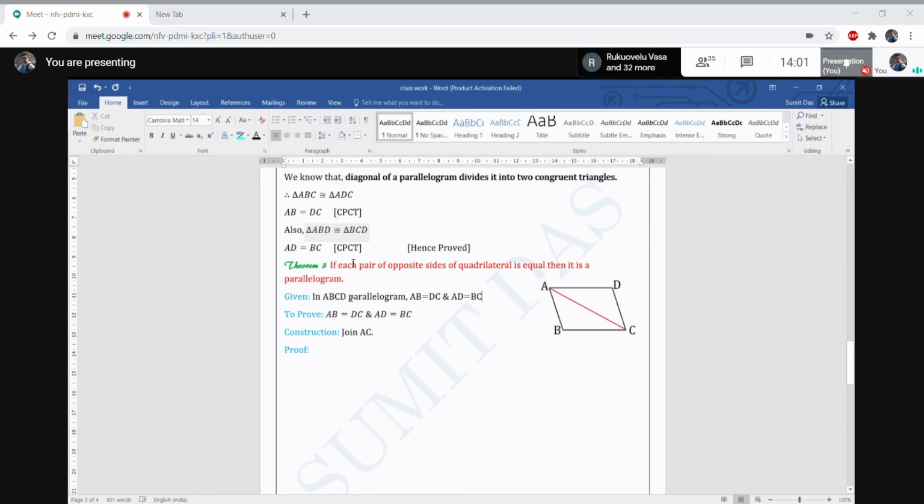Sorry, no, we can't say it is a parallelogram. We have to say in ABCD quadrilateral. Quadrilateral. Okay, because we have to prove this is a parallelogram, right? We have to prove it is a parallelogram.